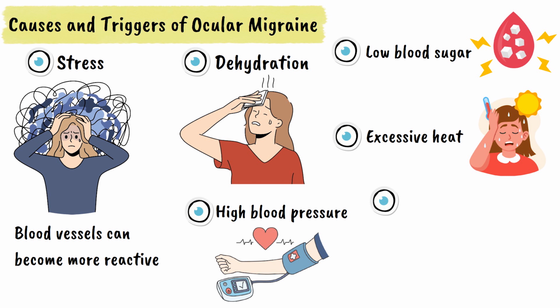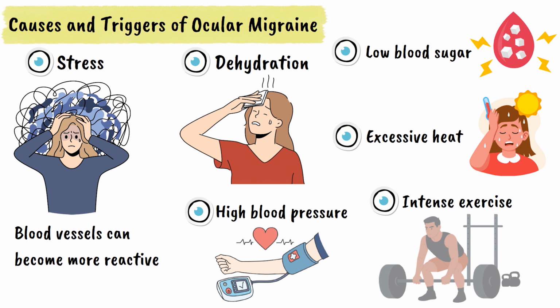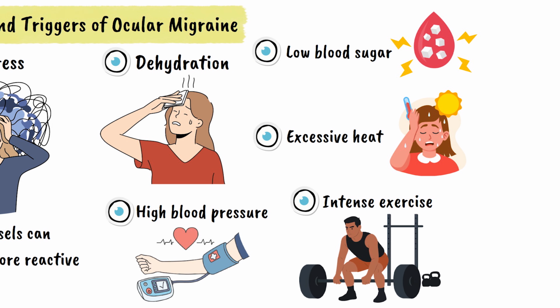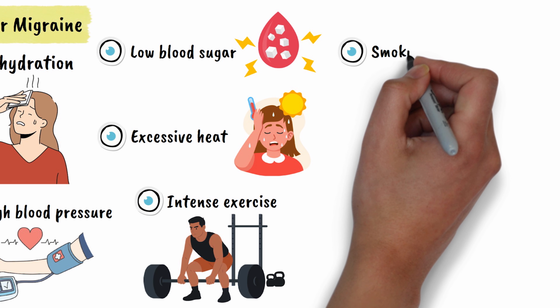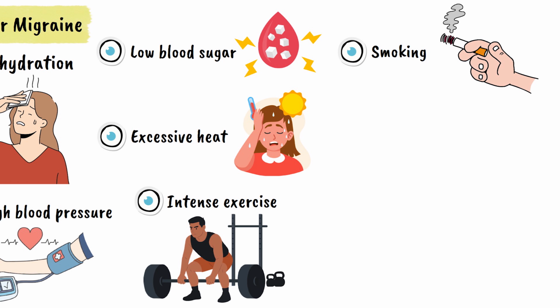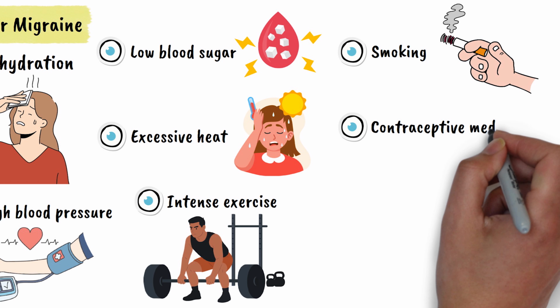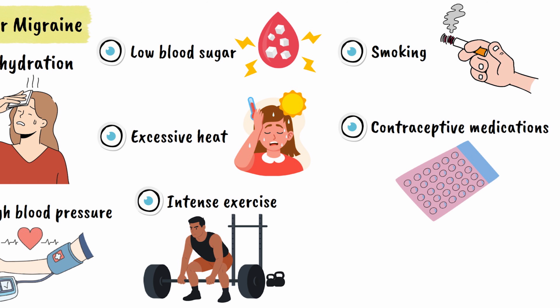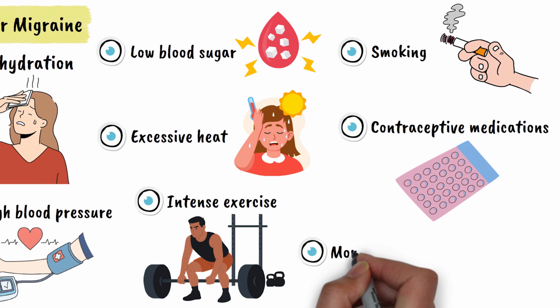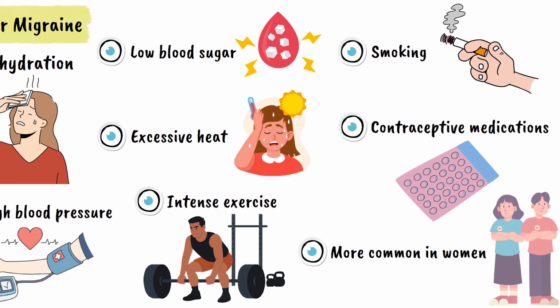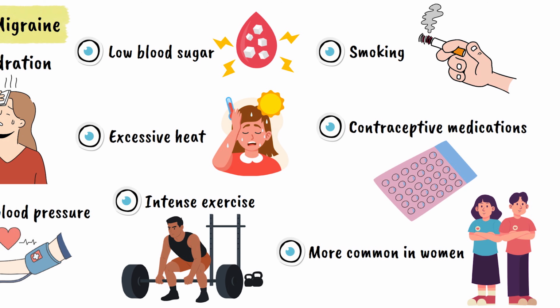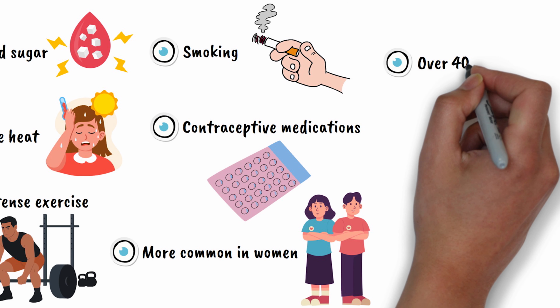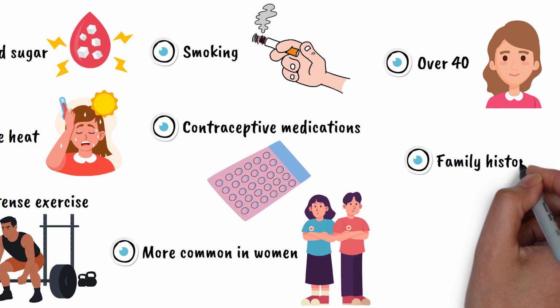Intense exercise or physical exertion can trigger these episodes. Bending over for long periods of time can sometimes provoke symptoms. Smoking is a significant risk factor because it affects your cardiovascular system. Certain types of contraceptive medications can increase your risk. It is important to note that ocular migraines are more common in women than in men. They are also more common in people over the age of 40. If you have a family history of migraines or headaches, your risk is higher.